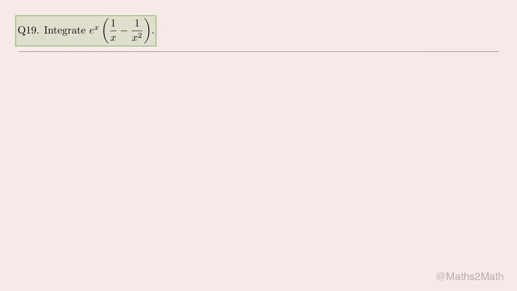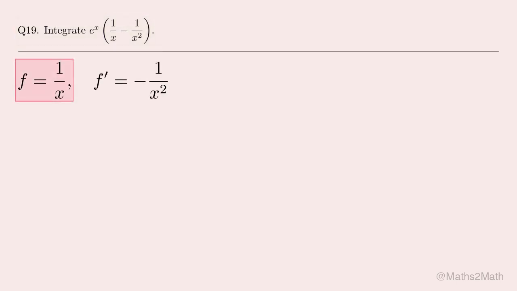Question 19. The pattern in plain sight. F is 1 over x. 1 over x differentiates to minus 1 over x squared. F plus f prime exactly. So the integral is e to the x over x.